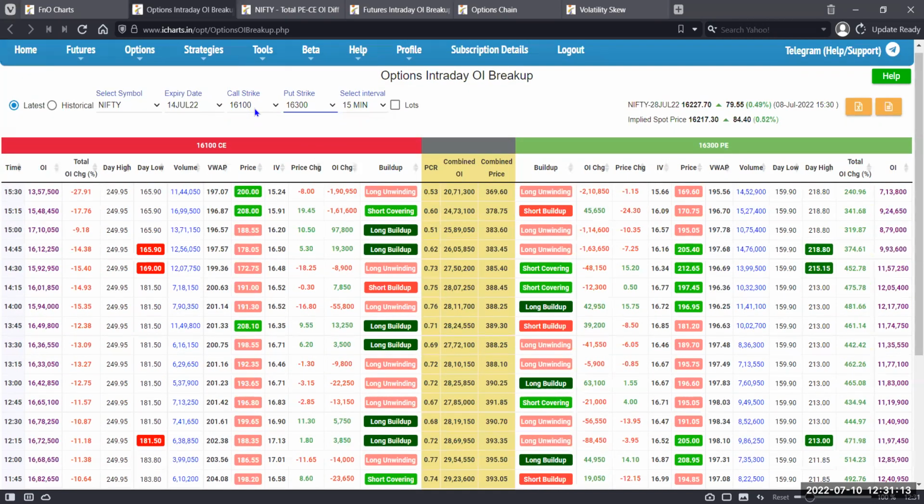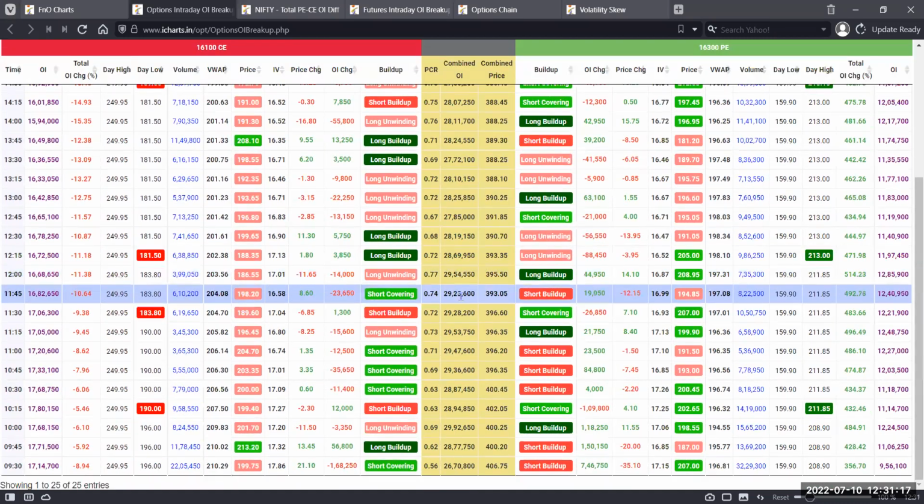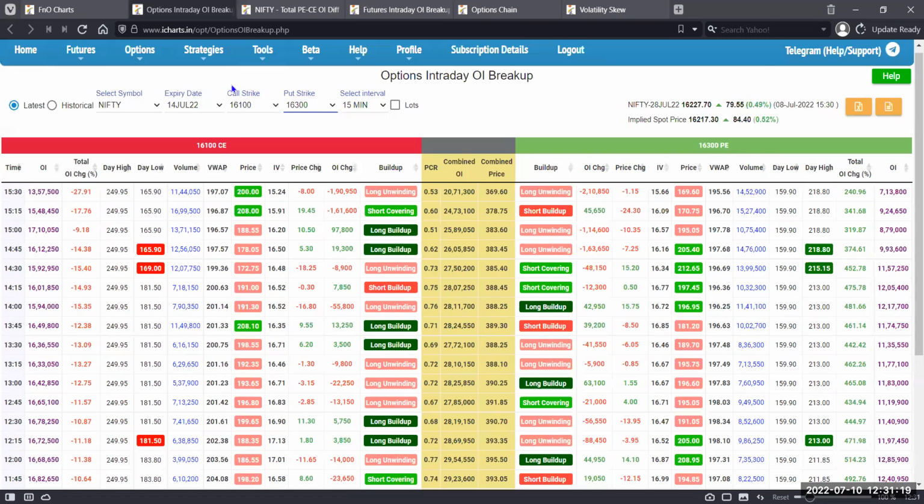But most of the time, it will be good if you have gone deeper into the money, because there is more risk. Why are we taking deep in the money? There is more risk in this call. So if the price goes against this, positions have to be adjusted immediately. That's the reason why we are going deep in the money.